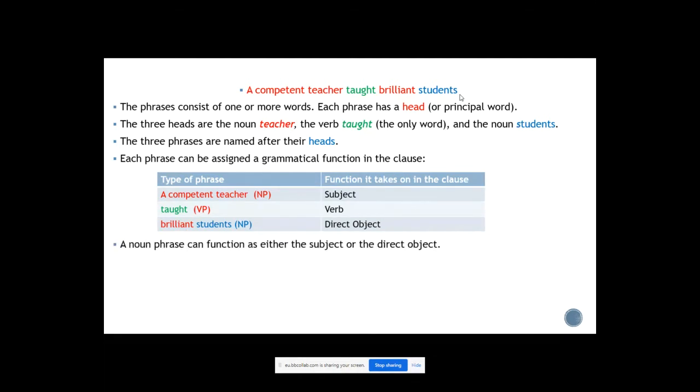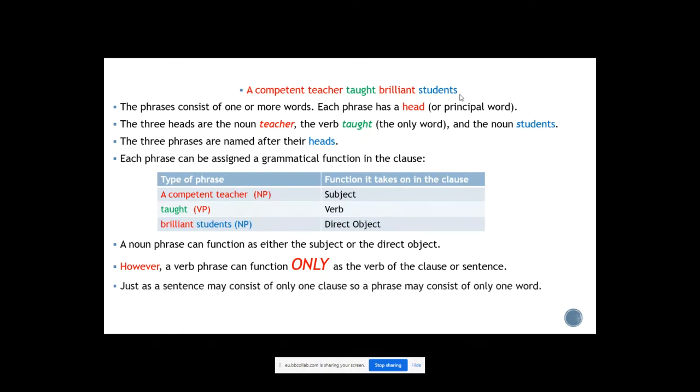Clear? Now, a noun phrase can function as either the subject or direct object, or it can also come as an indirect object. However, a verb phrase can function only as the verb of the clause or sentence. So while more than one noun phrase can be used in the same sentence, we only have one verb phrase, which is used in one clause. Just as a sentence may consist of only one clause, so a phrase may consist of only one word.